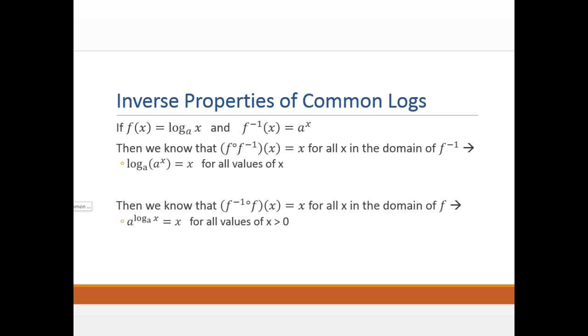Therefore, our inverse properties have to hold here as well. Log base a of a to the x equals x. So if your base down here matches your base inside, all you're left with is the exponent. Similarly, a to the log base a of x equals x. So if your base out here matches your base for the log, they basically cancel each other.